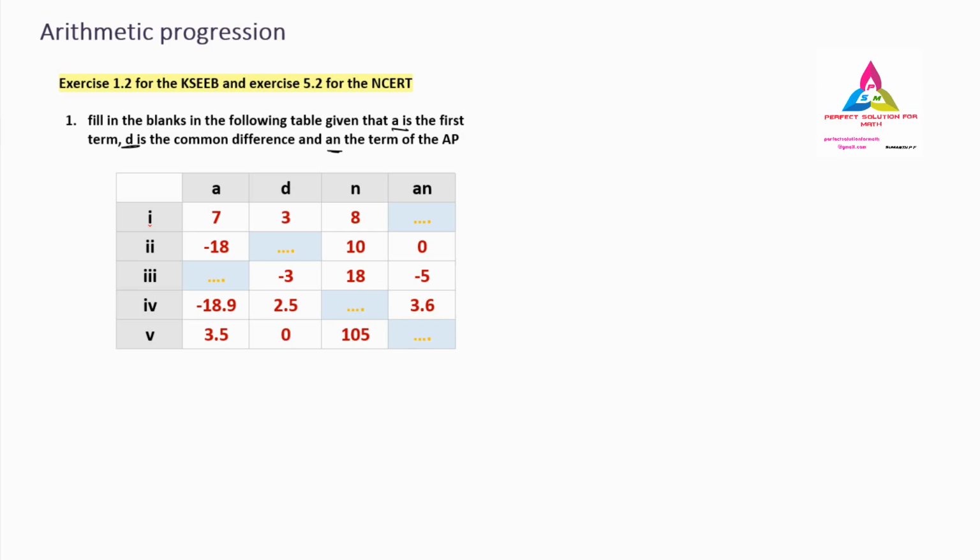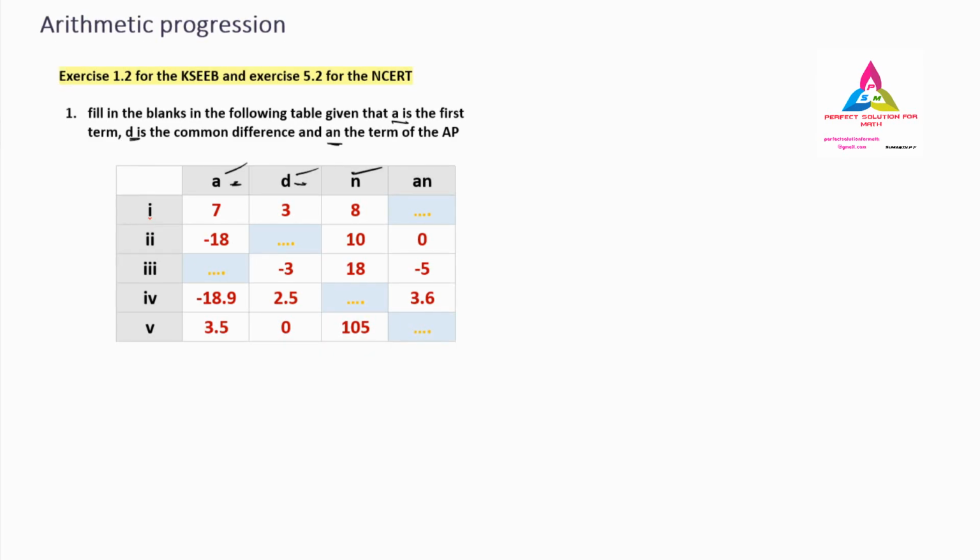Here is the table given for you, with 5 questions. Here we have a, d, n and a n. Here a is the first term of the given AP, d is the common difference, n is the number of terms, and a n is the nth term. In the first question, a is given, d is given, n is given, but they have not given a n. Similarly, in the second question they have given a, the first term, and n and a n, but the common difference is not given.